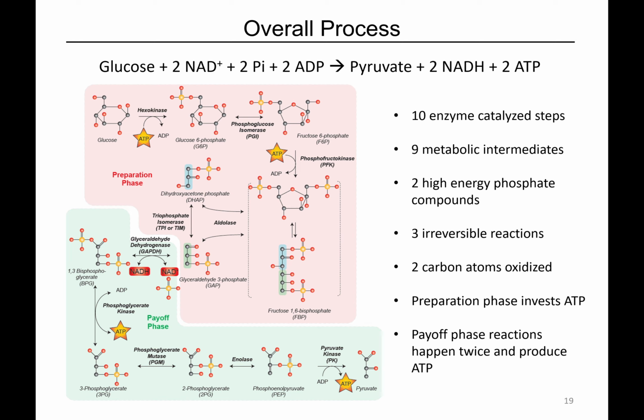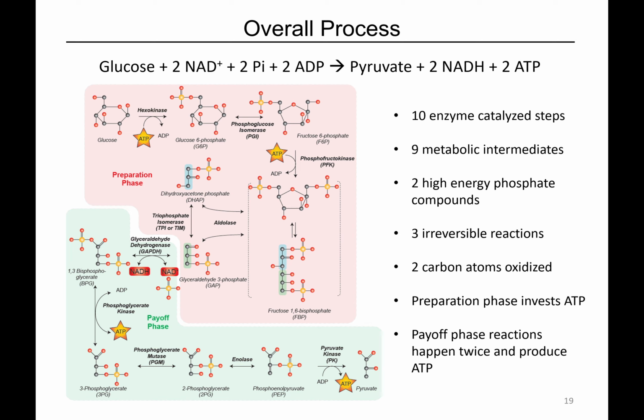Okay, 2 carbons, and the reason it's 2 of them is because the payoff phase happens twice, right? At this point, we have created 2 equivalents of GAP. We started with a 6-carbon sugar. It's been broken down into 2 equivalents of a 3-carbon molecule. Each of them has an aldehyde. The aldehyde gets oxidized to a carboxylic acid. Okay?